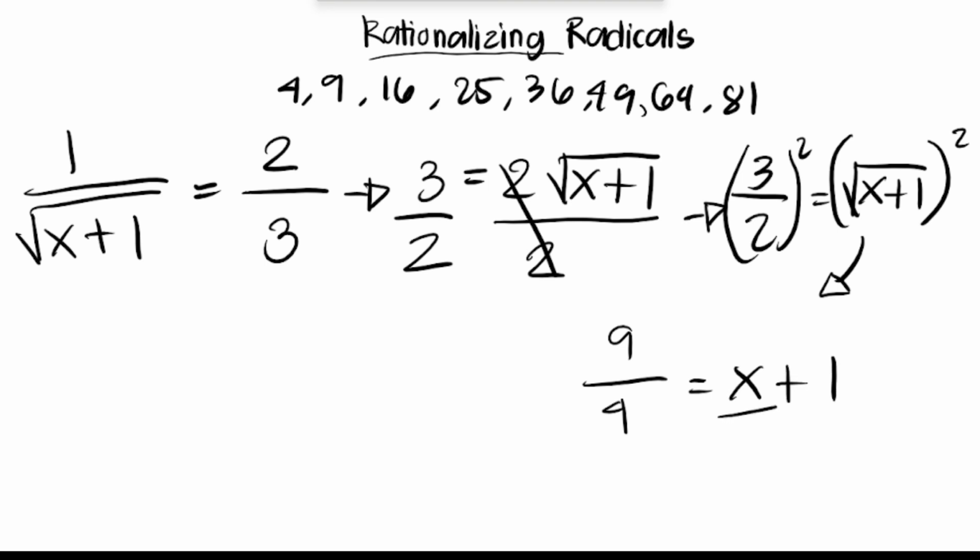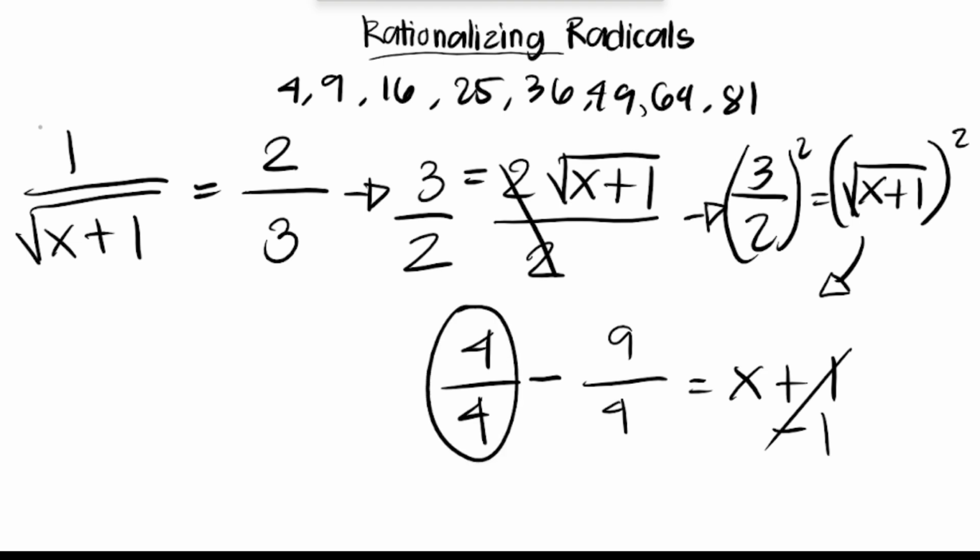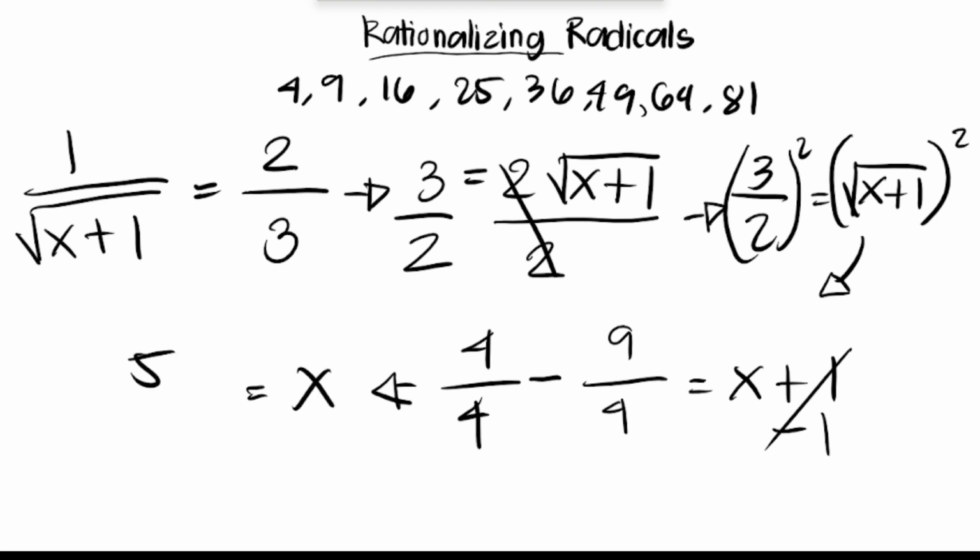Now, isolate x. So to do that, we can just subtract 1. Then subtract this fraction with 4 over 4. Now, why didn't we subtract by negative 1? That's because if you simplify 4 over 4, it's going to be 1. So we have x equals 5 over 4. That's it.